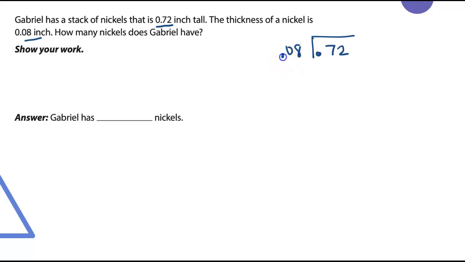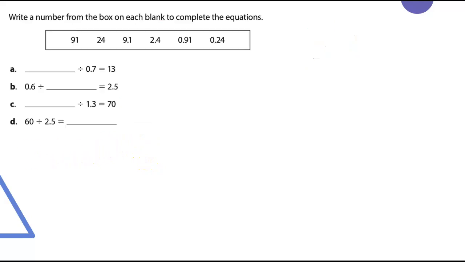So I'm going to say, okay, 72/100ths divided by 8/100ths. Well, I need it to be a whole number, so I'm going to move it 1, 2, and what I do to the divisor, I do inside. So 1, 2. Now I have a simple multiplication problem. What times 8 is 72? It is 9. But because I moved the decimal 2 places on both the divisor and the dividend, it gets to stay where it is. So I have 9 whole nickels. Okay? All right, let's look at the next one.